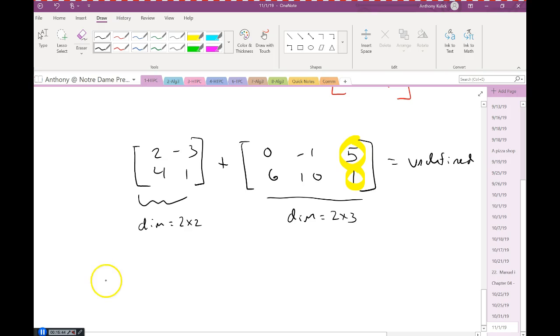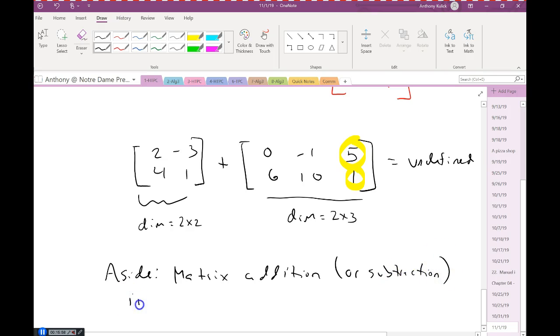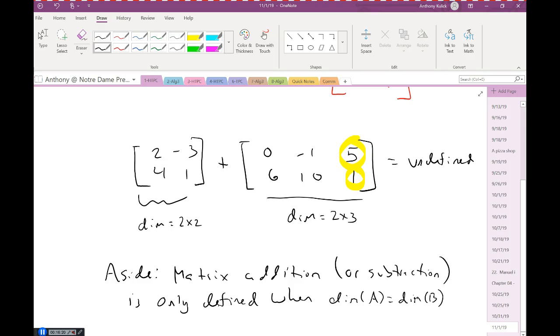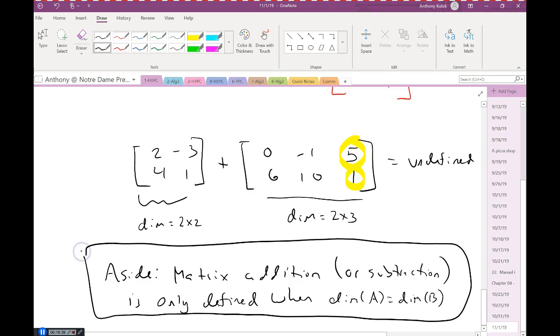So our conclusion here is that matrix addition or subtraction is only defined when the dimension of matrix A is equal to the dimension of matrix B. If I don't have corresponding elements to add together, I can't do the addition. So that's an important thing to keep in mind, right? We can't add any two matrices together. They must be the same dimension in order to be able to proceed with the addition or subtraction. Okay?